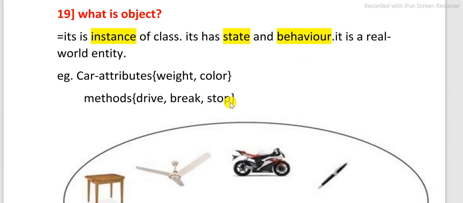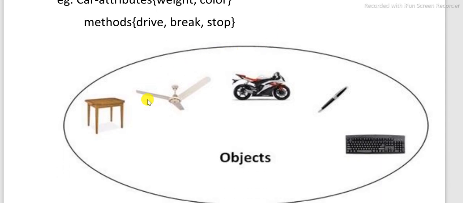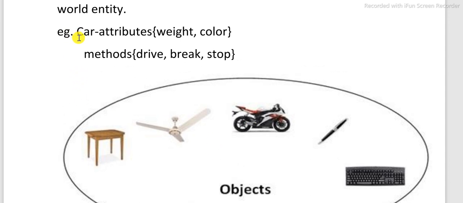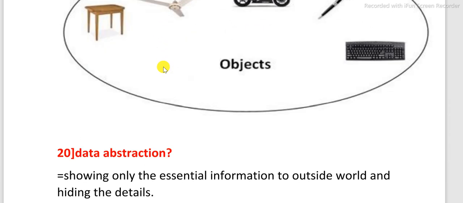Now, what is an object? It is an instance of a class. So if we create a class, we need to create an object to access that class's functions and everything. This object has state and behavior. It is a real world entity, so objects can be all real world entities. If we take the example of a car, it will have attributes such as weight and color, and methods such as drive, brakes and stop.